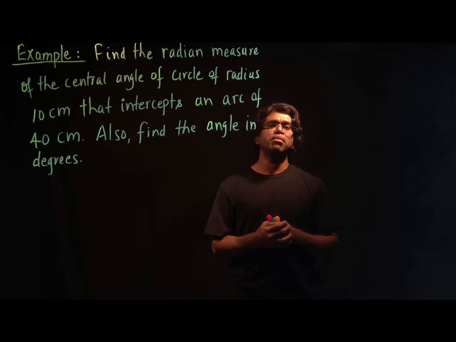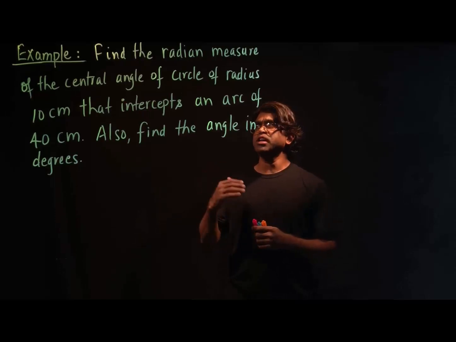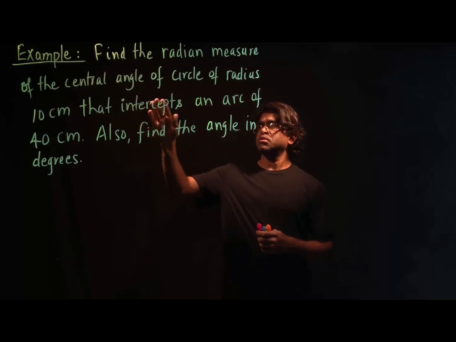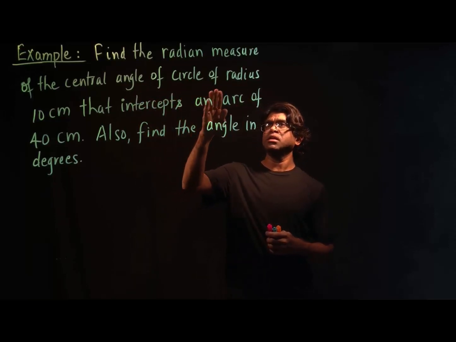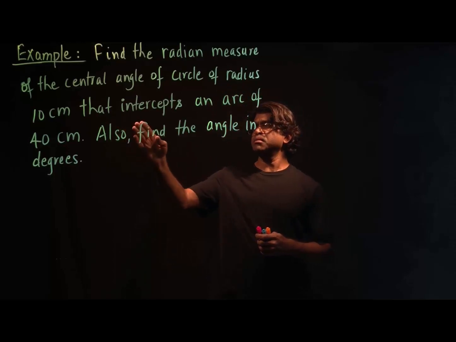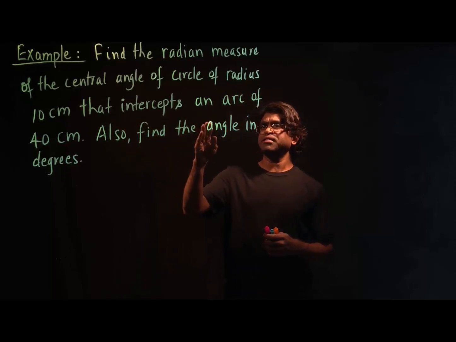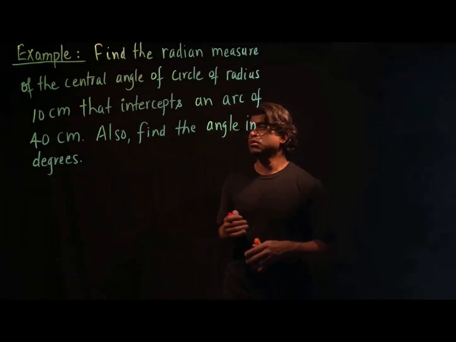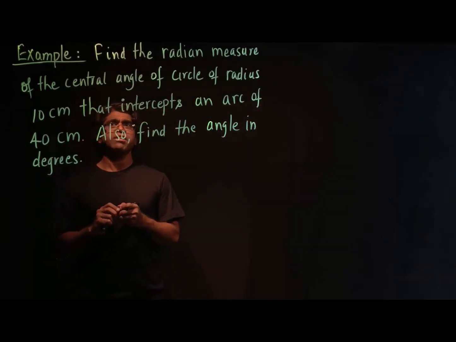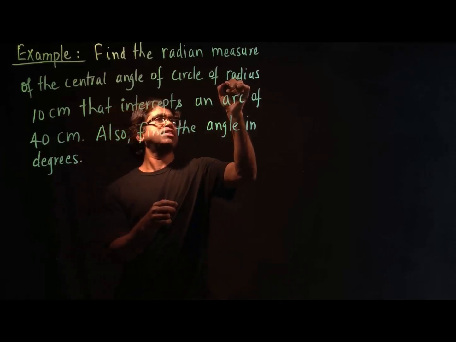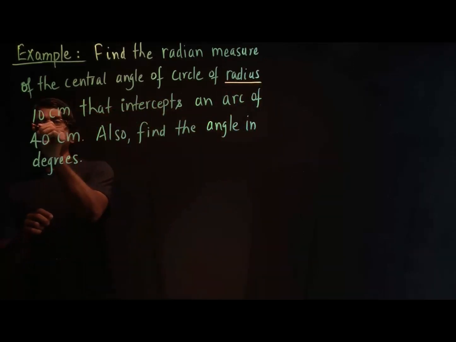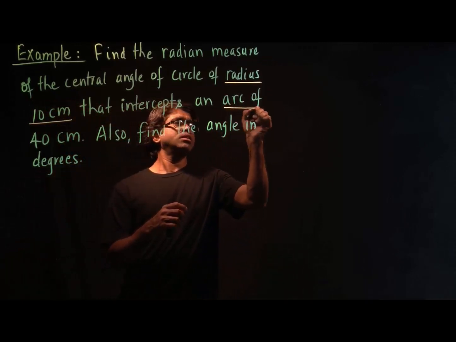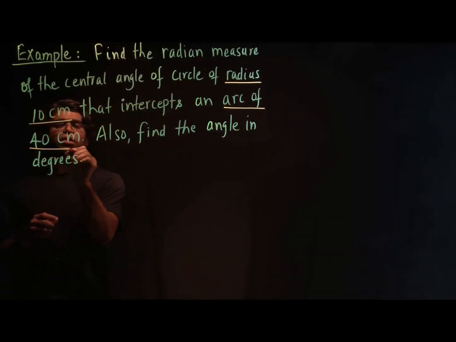Let's talk about an example of a radian measure. As you can see, the example is: find a radian measure of the central angle of a circle of radius 10 centimeter that intersects an arc of 40 centimeter. So let's first look at what is given. It is given that the radius of the circle is 10 centimeter and the arc length is given as 40 centimeter.